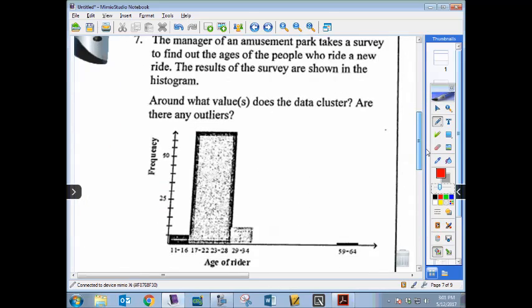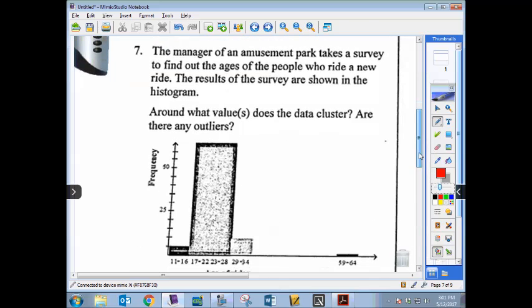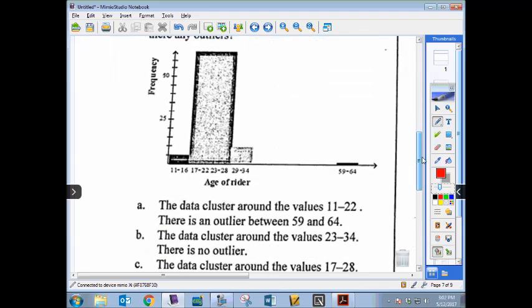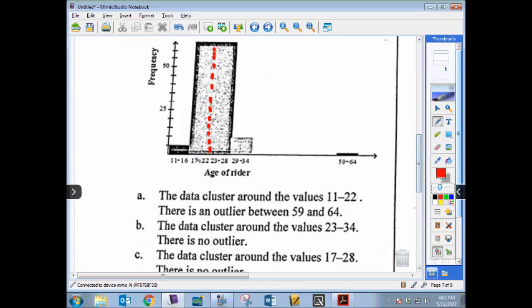All right, number 7. Okay, now this question kind of threw you guys off a little bit. The manager of an amusement park takes a survey to find out the ages of the people who ride a new ride. The results of the survey are shown in the histogram. Around what value or values does the data cluster? Now, there's really supposed to be a line kind of right through here, so I'm just going to kind of draw a line. It didn't copy very well.